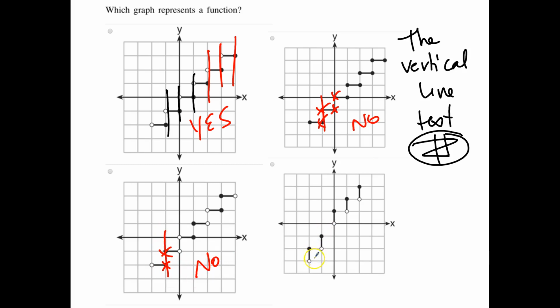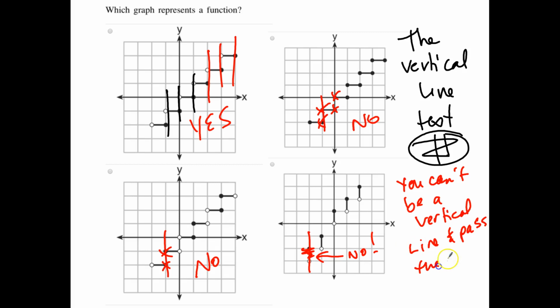Vertical line test. Well, you can't be a vertical line, y'all, and pass the vertical line test. Because if you draw a vertical line, you see all that right there? Y'all see all of that? No. Can't be a vertical line and pass the vertical line test. Well, will you look at here? Y'all see my little famous movement symbol? Can't be. All right, let's move on to the next one.